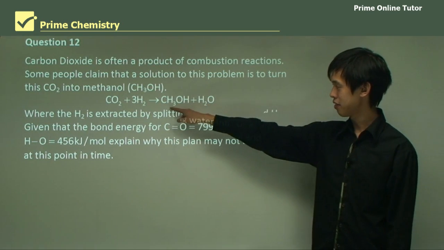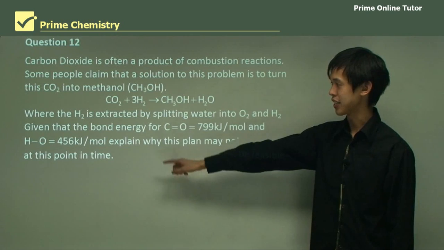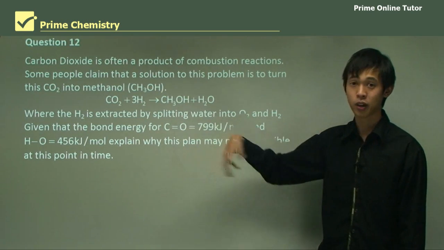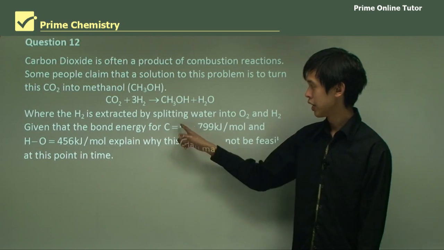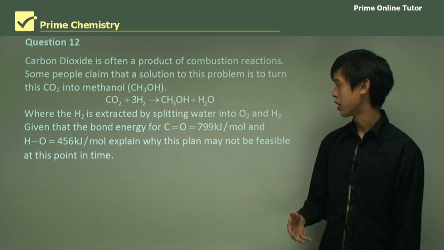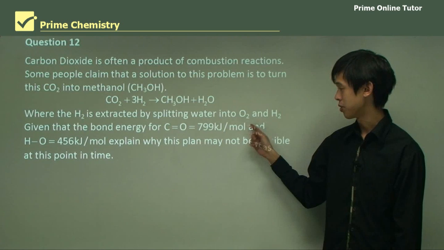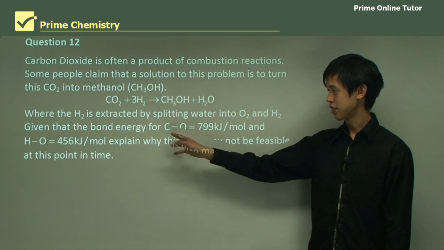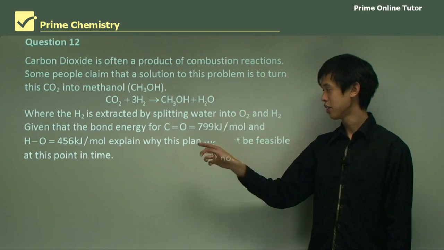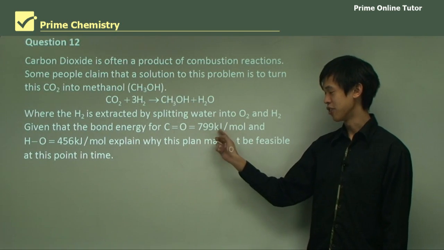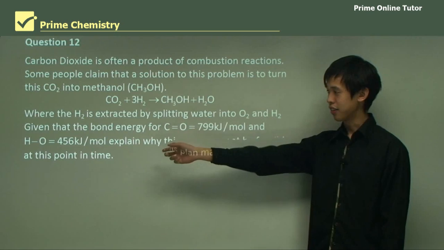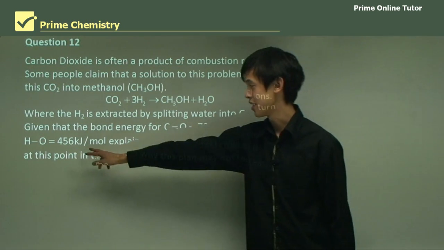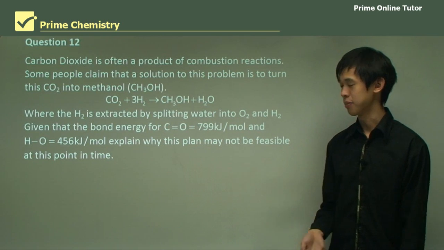So here's your methanol reaction, and it's reacted with hydrogen gas. Okay, so the CO2 plus hydrogen gas gives you methanol and water. And the H2 is extracted by splitting water, normal water like this, into O2 and H2. Now given that the bond energy between the C and the oxygen, the double bond, is almost 800 kilojoules, and the bond between the hydrogen and the oxygen in water is 456, explain why this plan may not be feasible at this point in time.